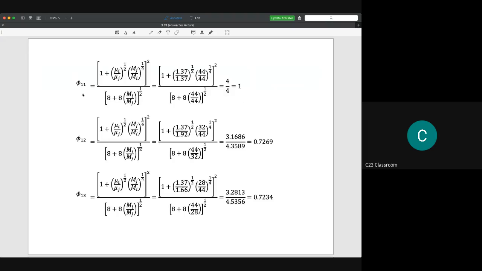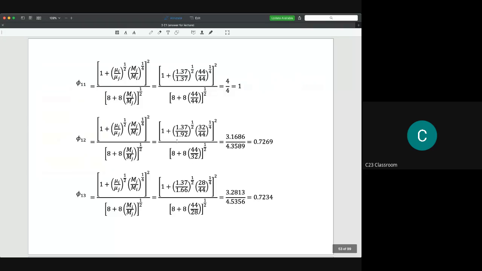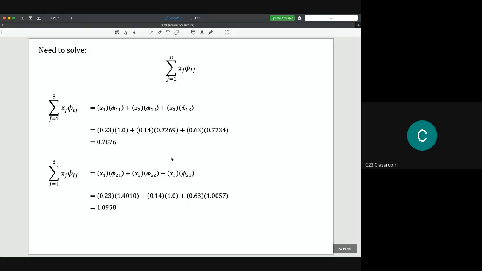So we calculate everything. This is the example for phi 11, phi 12, and phi 13. We get around 1, 0.7269, and 0.7234. Then we need to repeat the calculation for phi 21, 22, 23, and the rest. Once you get this table from the calculation, what you need to do is solve only these terms.